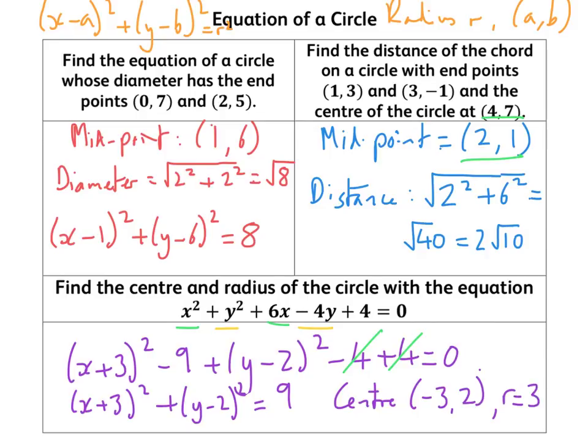Pretty straightforward. With circles there are only so many things. They'll ask you about tangents to the circle going through a certain point, and they'll ask you about normals to the circle. But ultimately, it's all stuff you've done before. It's all about gradients, it's all about Pythagoras. And you've just got to remember that (x minus a) squared plus (y minus b) squared equals r squared. Ultimately, that's what you've got to remember.